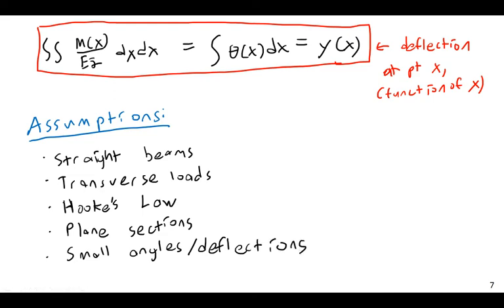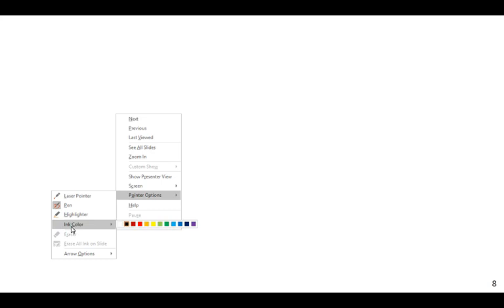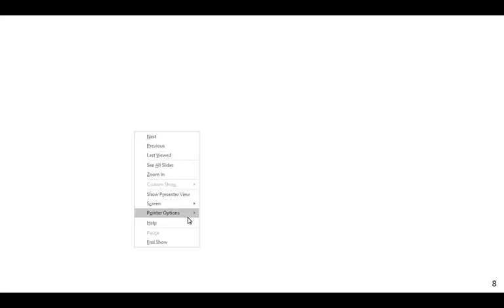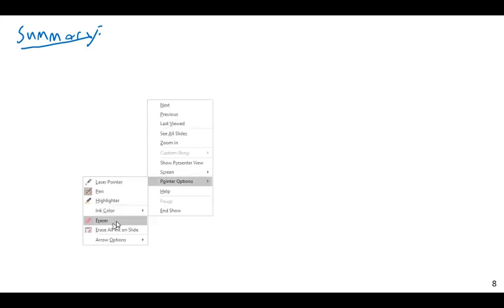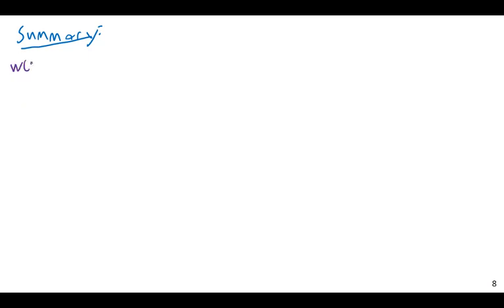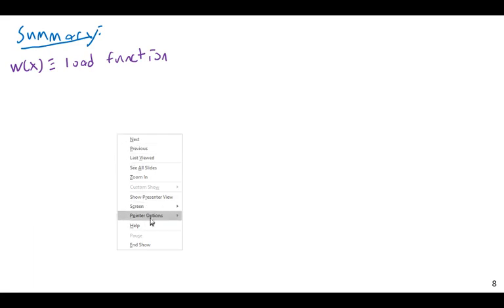So finally, let me go and summarize all this. I want to create a great big table of all of the equations that we've seen so far for beams. Well, maybe leaving out most of them. Not the stresses, but the actual quantities. So, summary. W of x is our load function. W of x is simply defined as our load function. And then I'm going to have 4 quantities. We now have the complete set.